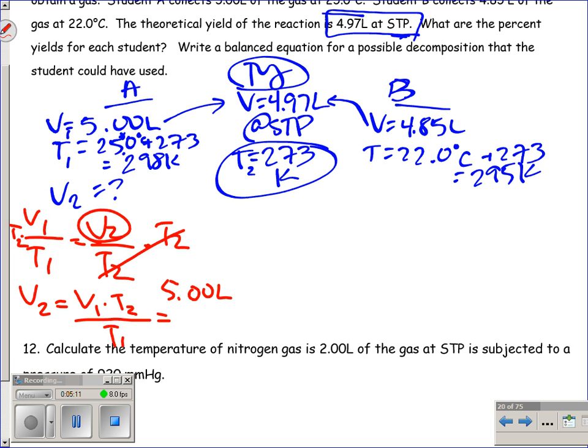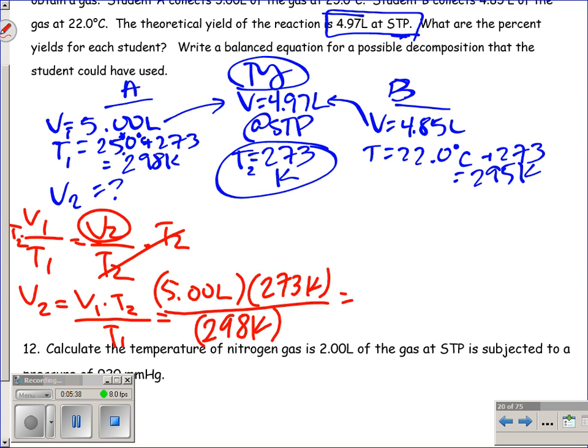Liters, look at those units. And what's T2? 273 Kelvin. And what's T1? 298 Kelvin. Can you tell this is already going to be less than 5? What's 273 over 298? Greater than 1 or less than 1? Less than 1. So you take 5 and multiply by a fraction, it will be lower than what it was. So what's that final answer?